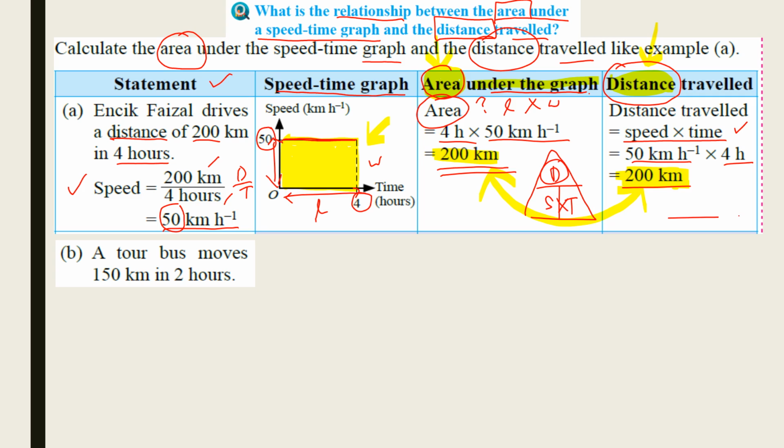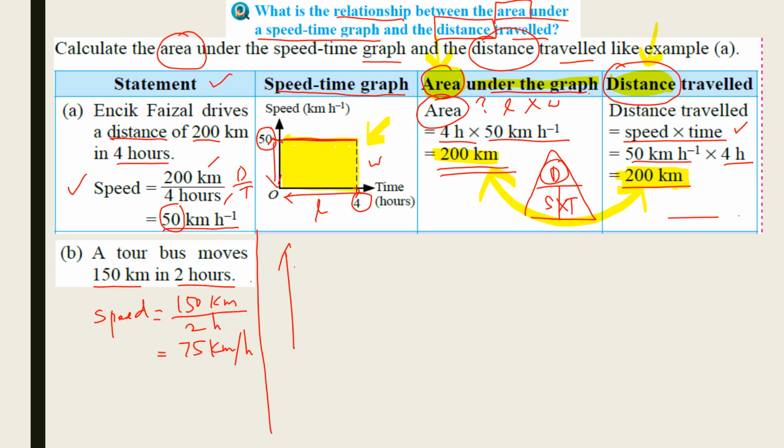Okay, a tour bus moves 150 kilometer in 2 hours. So we can find the speed. The speed is 150 kilometer divided by 2 hours. So you will get 75 kilometer per hour. Okay. Now we draw the graph. Okay. This is speed, kilometer per hour. This is time, hour.